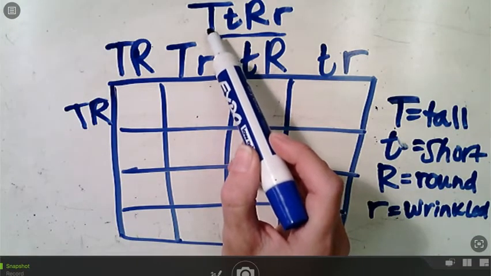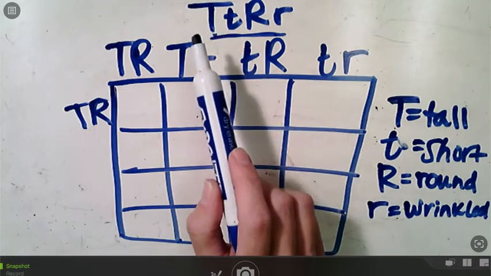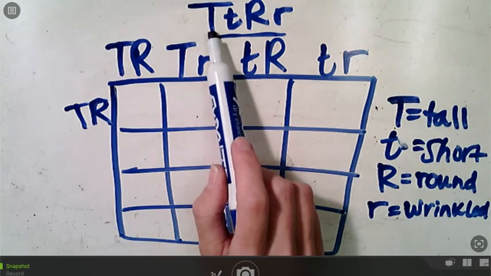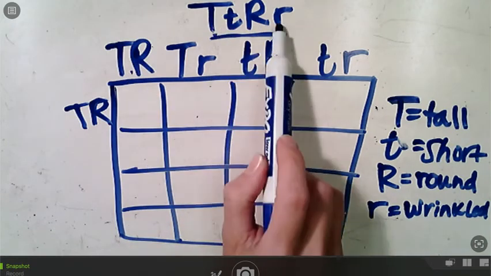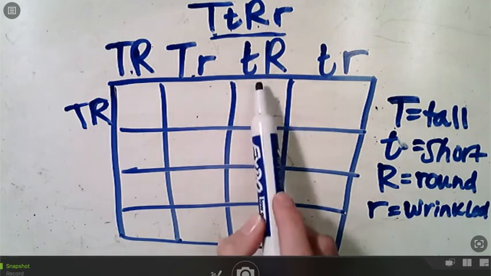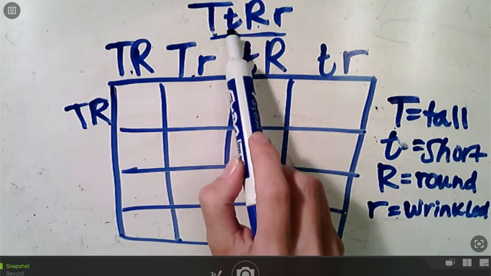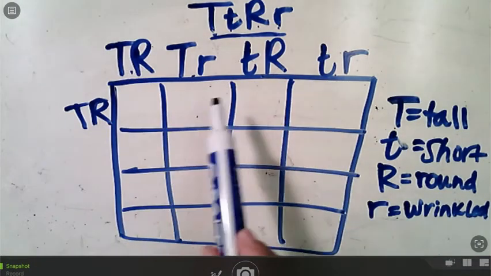And so I'm going to do some sort of weird little FOIL method where I say, okay, one of the eggs could have a big T and a big R. That's an option. One of the eggs could have a big T and a little r. One could have a little t and a big R. And one could have a little t and a little r. So I don't know which egg is actually going to be fertilized, but I know these are the only options we have.